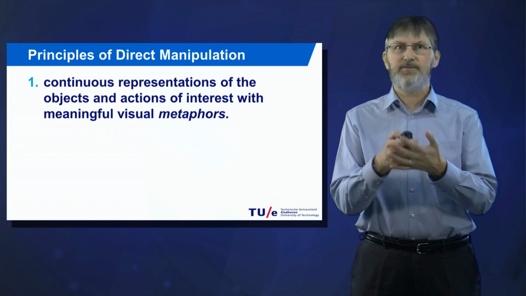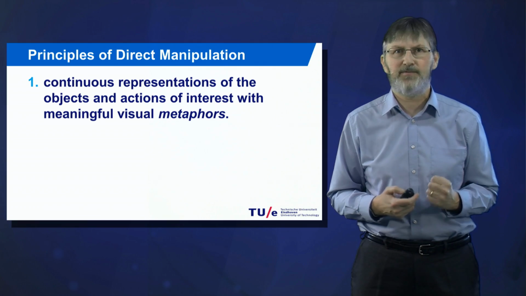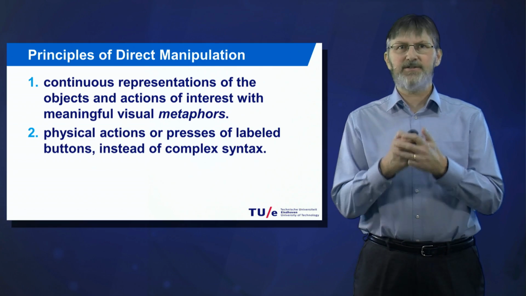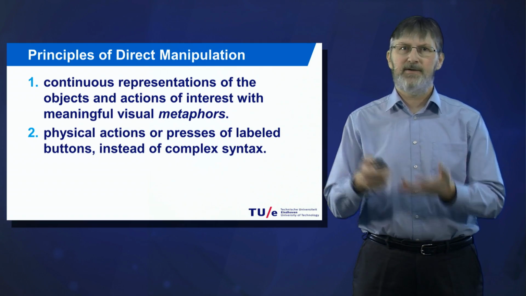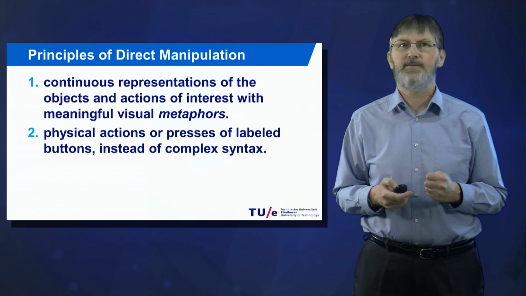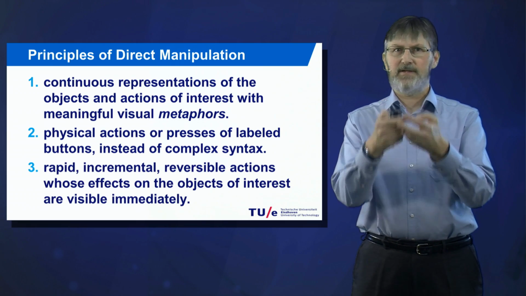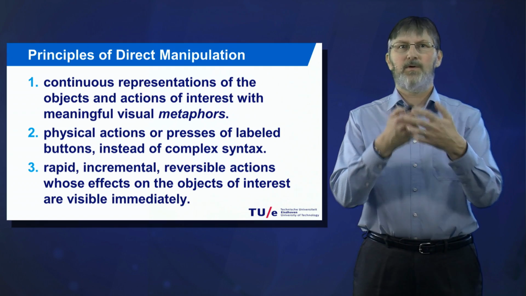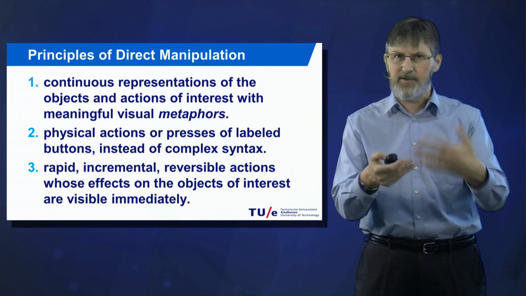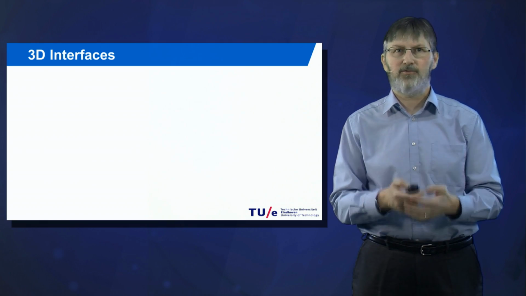There is a continuous representation of the objects we're working with and the actions we can perform using visual icons. The actions we perform by dragging objects, by clicking on buttons, and we have no syntax to be concerned with. There are rapid, incremental, and reversible actions. And we see the effect on the objects directly, and if we don't like the effect, we can reverse it through an undo function. Now we're going to apply that in 3D worlds.